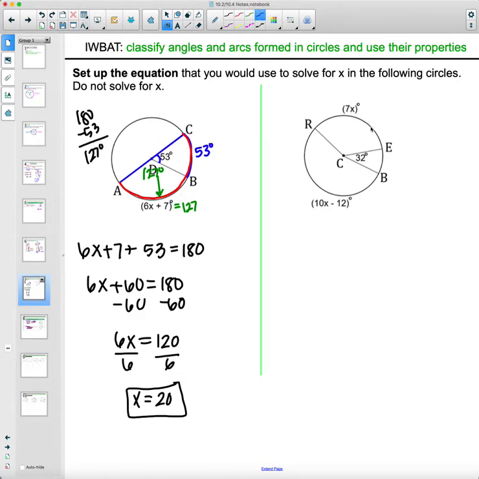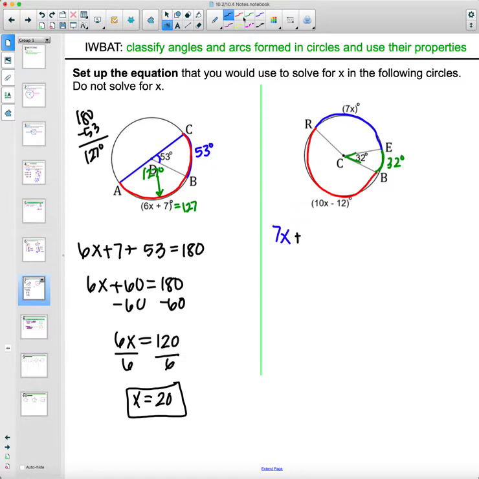Looking at this next picture, we see that we have this arc here as 7x. I see that I have this arc here as 10x minus 12. And then we've got this angle here, which is 32, which would be the same as this arc out here. Central angle equals the arc. So what I notice is I've drawn this whole circumference, all three arcs of the circle total the whole circle. So remember that the arcs of a circle total 360.